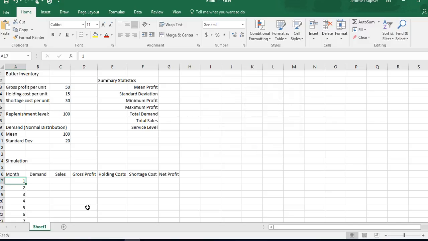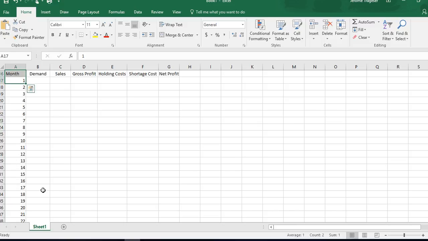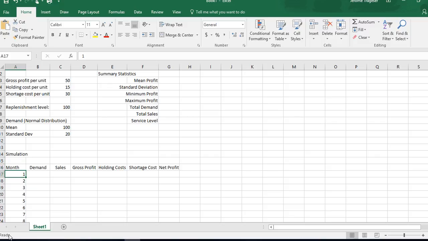Now if I do Shift Control down, the page down key, I can see I go all the way down to 300. Now that ends in row 316. That's kind of a handy piece of information to remember here. So if I do Shift Control up, I'll pop back up to the top of that table again.